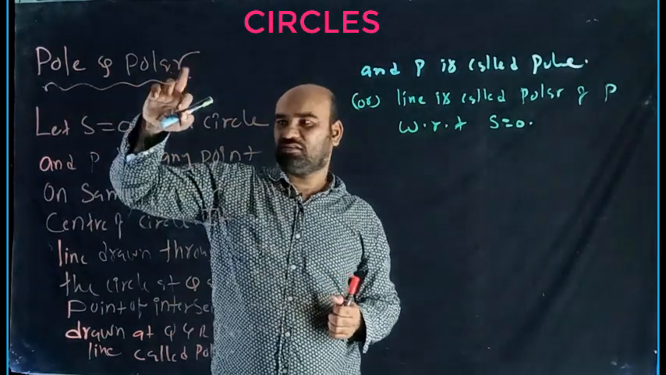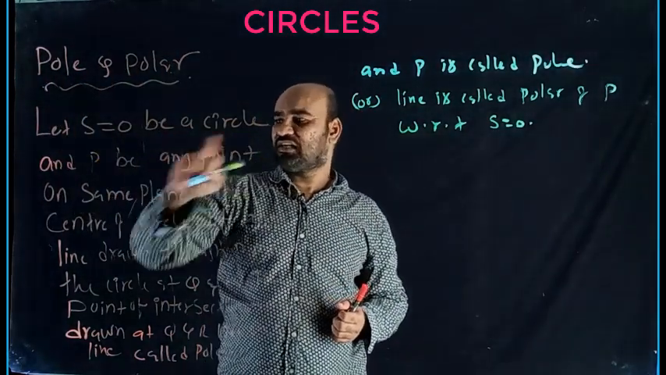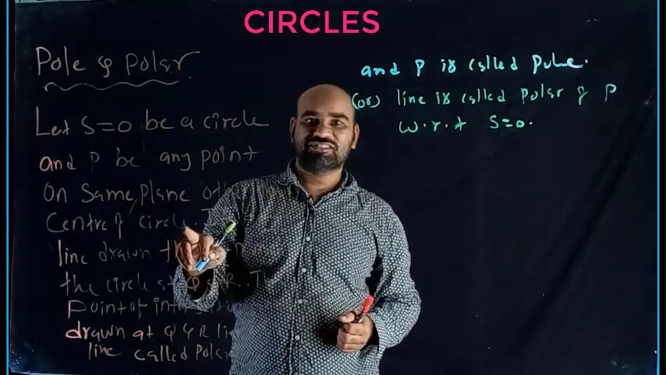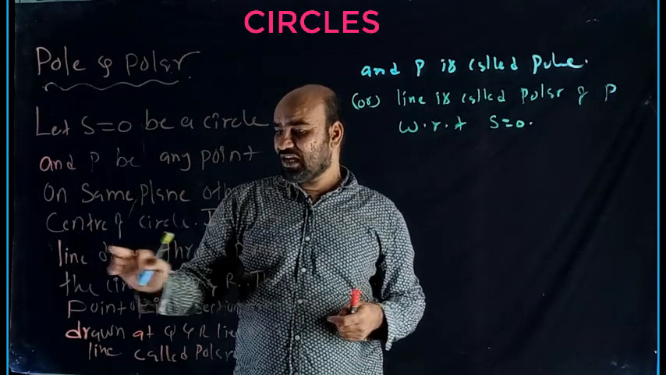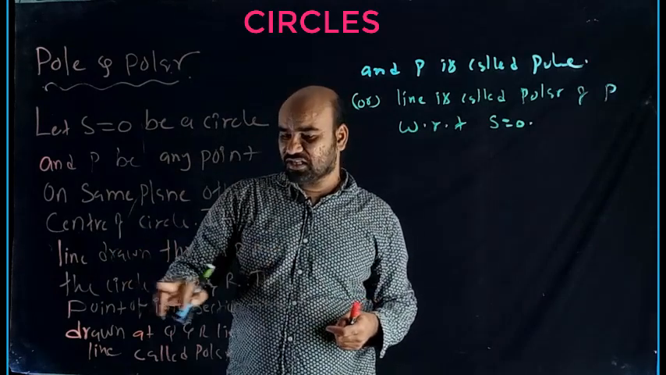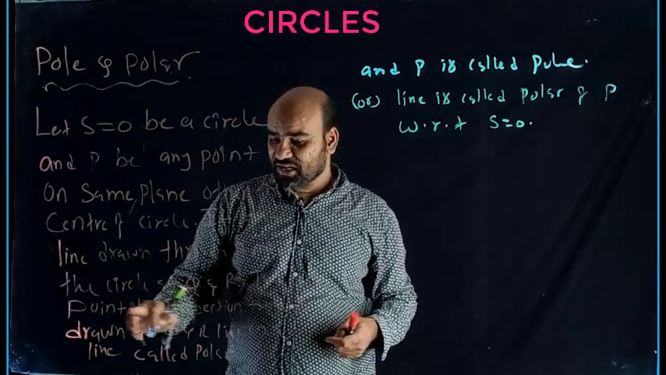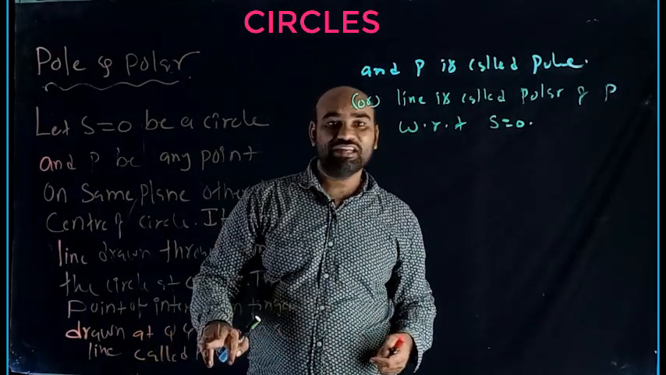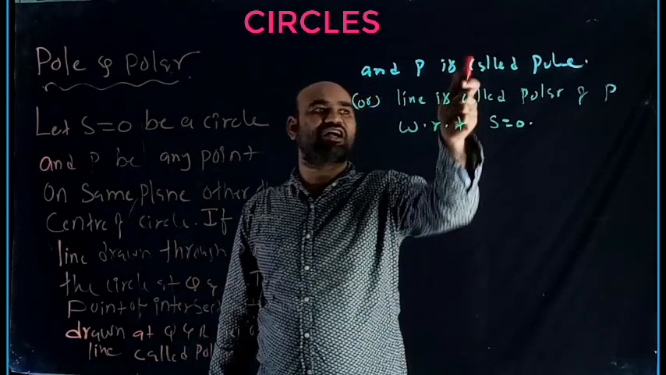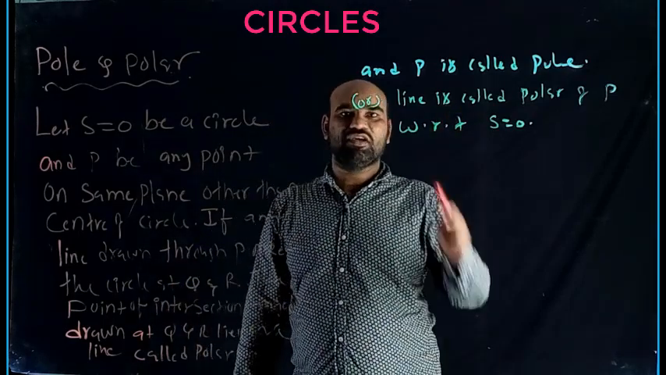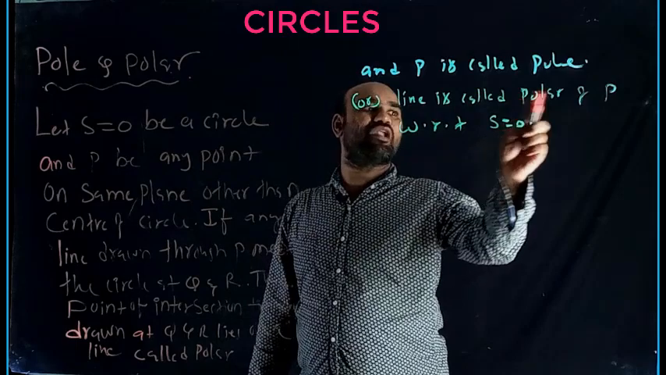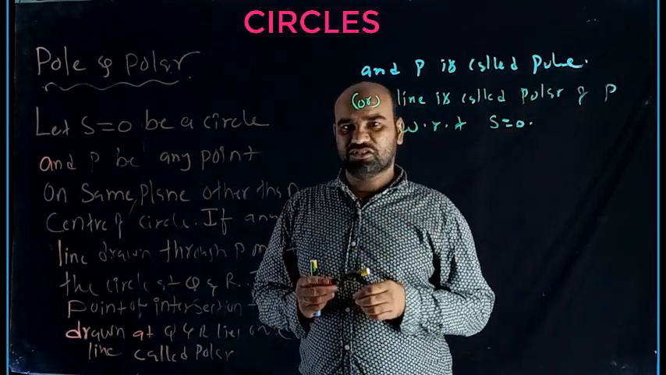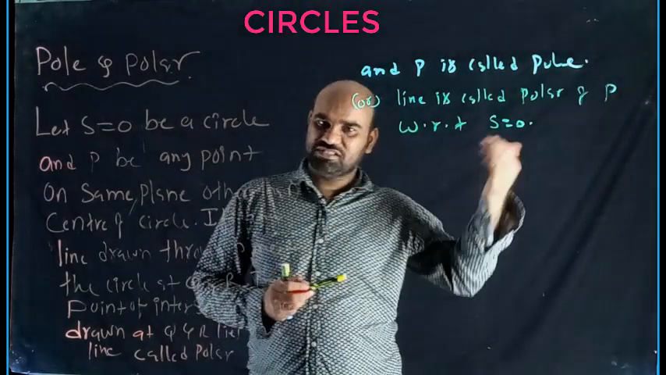Okay students, I wrote the definition here, so I want to read it. Pole and polar. Let S equal 0 be a circle and P be any point on the same plane other than the center of the circle. Explained why. If any line drawn through P meets the circle at Q and R, the point of intersection of tangents drawn at Q and R lies on a line. That line is called the polar and P is called the pole. In other words, the line is called the polar of P with respect to S equal to 0. Different situations: P is outside, P is on, P is inside.